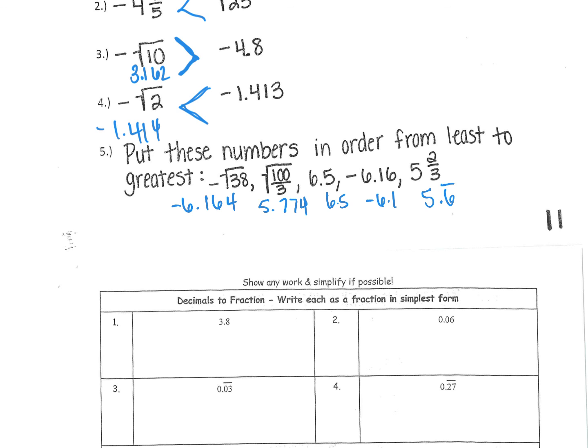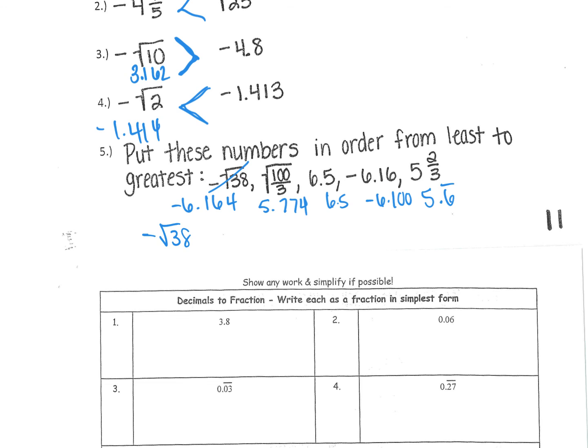So now let's put them in order. Well, our smallest number is going to be a negative, and if you want to compare them, you can put a 0 here. Negative 6.100 versus negative 6.164. Negative 6.164 is actually smaller because it has a bigger number. So then I'm actually not going to write it as a decimal. I'm going to write it as the number that was given. So that would be the negative square root of 38. Now I can cross that off.